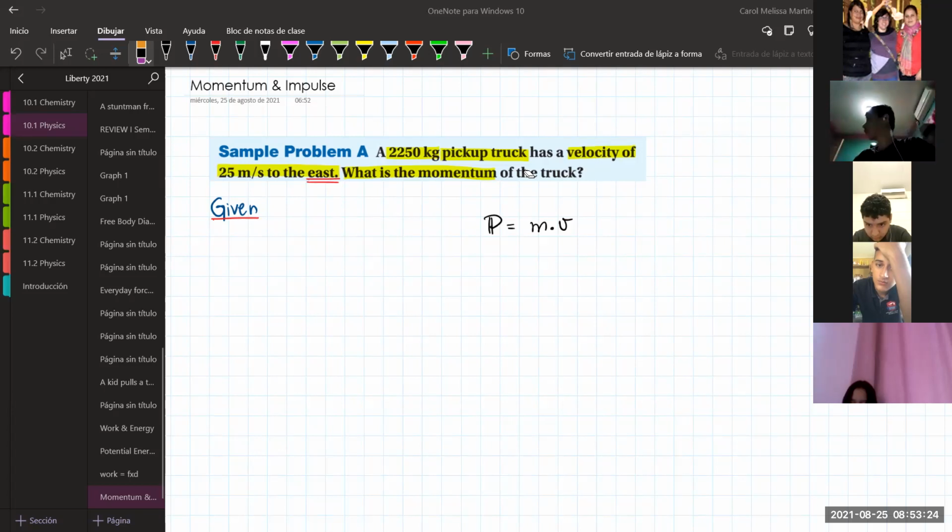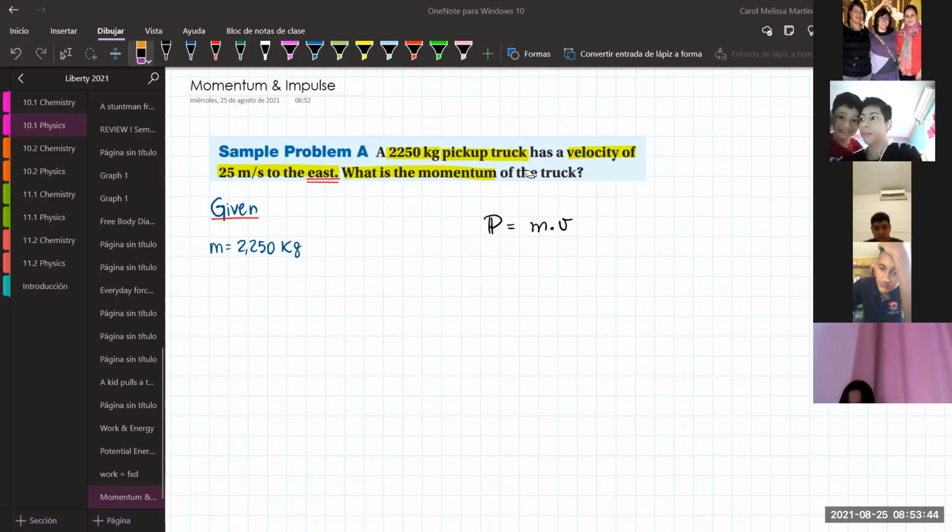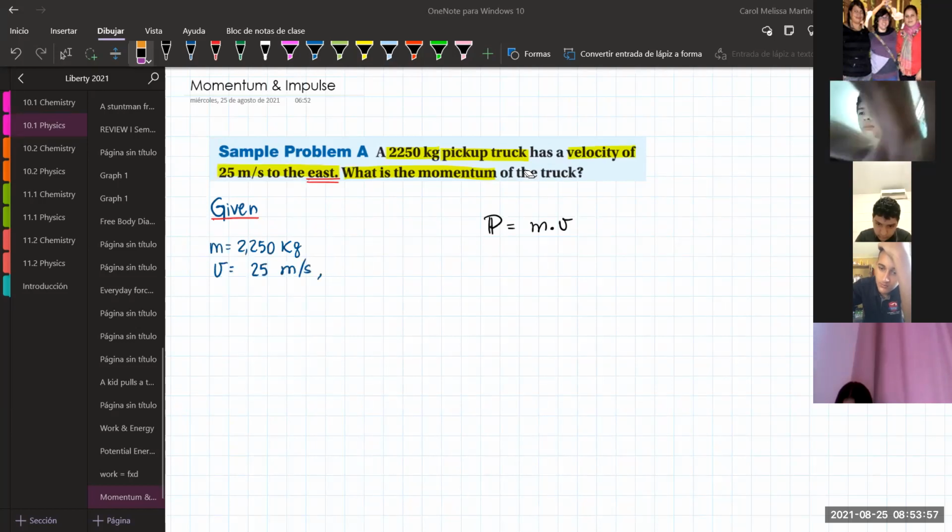Now, the mass given in the problem is 2,250 kilograms. The unit is already in kilograms, so I don't need to do conversion. Kilograms is the unit that I need. Now, it also says that it has a velocity of 25 meters per second to the east. So velocity is equal to 25 meters per second, and it is going to the east.